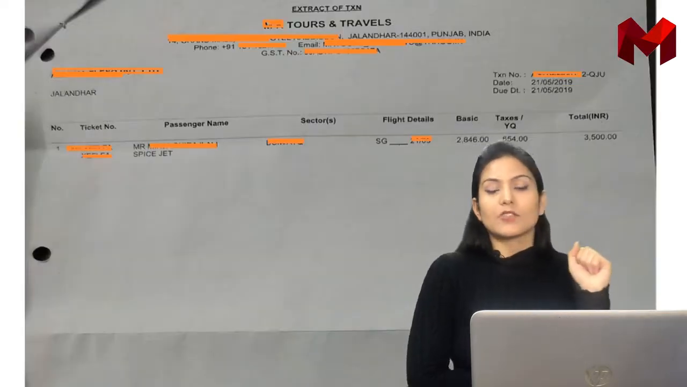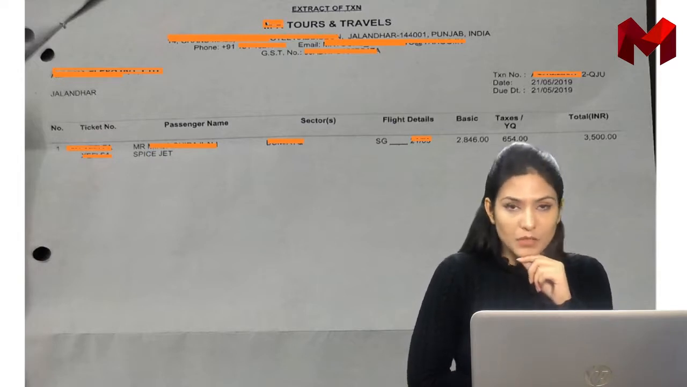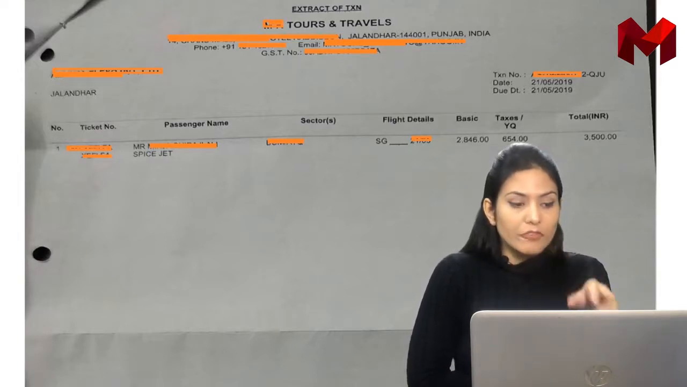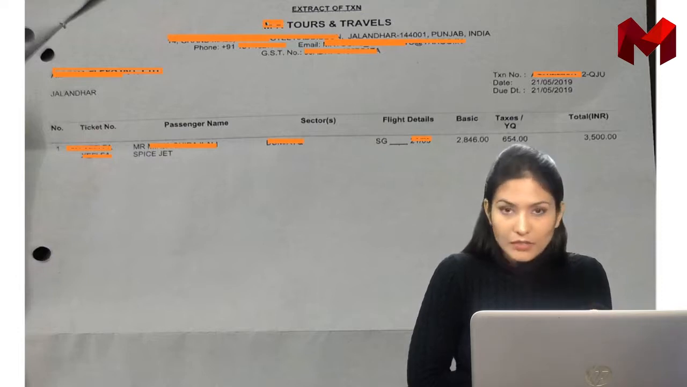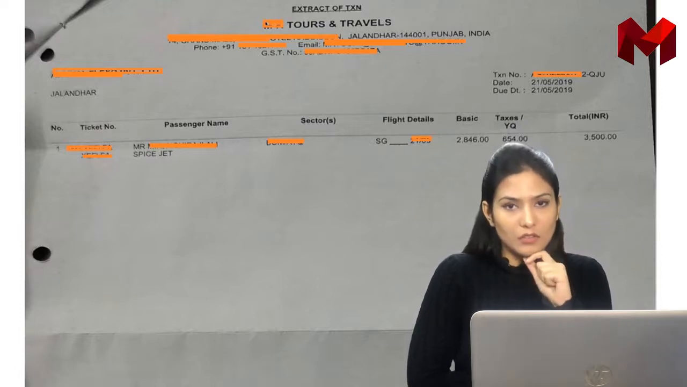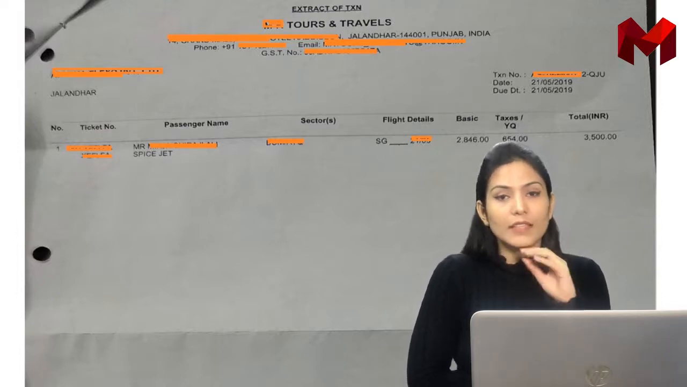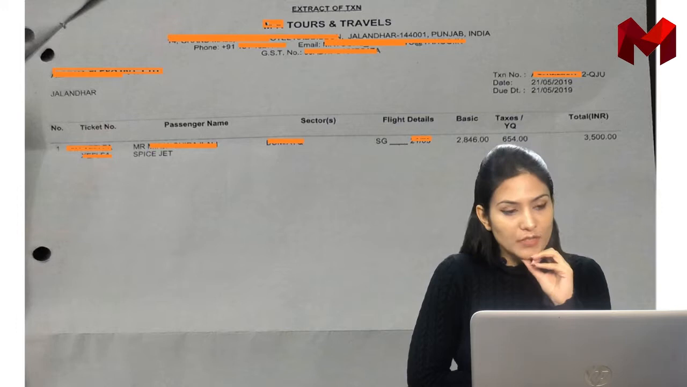Moving towards the next bill. This is the tours and travelers bill. We have purchased a ticket, a SpiceJet ticket, amounting to 3500 in totality. Basic fare is 2846, then tax is 654, and then the total amount is 3500 rupees.